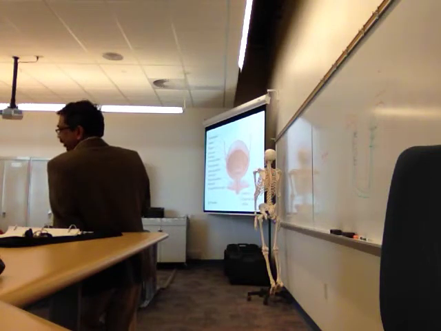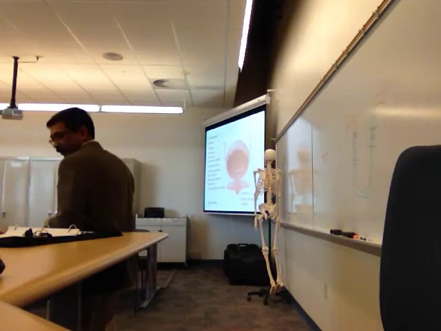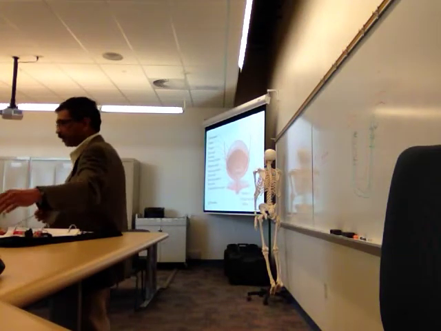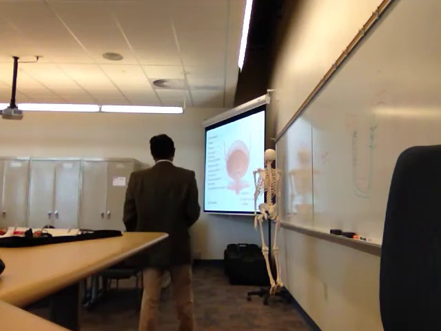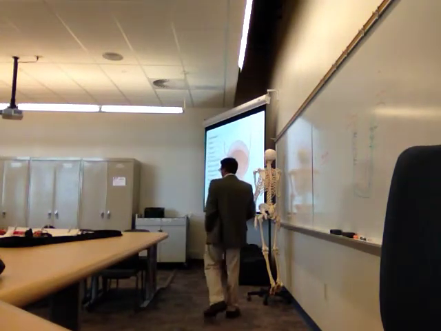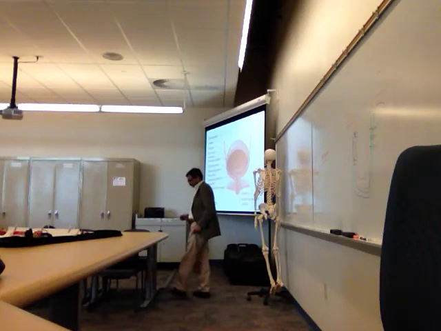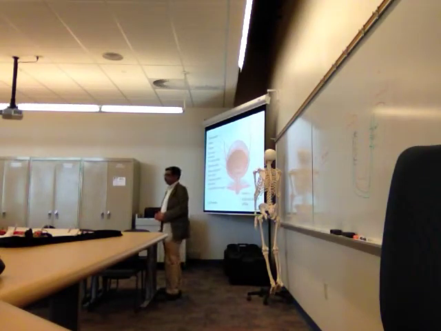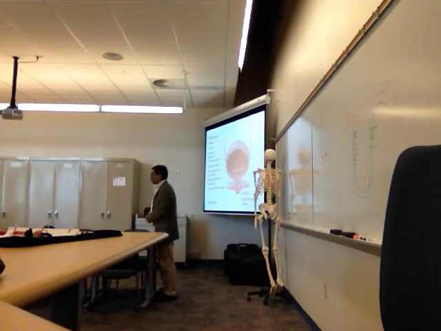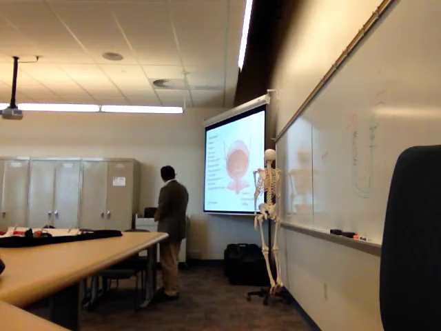Now, the urethra, the last structure of the urinary system, is the urethra. And this part is different in male and female. Male urethra is much longer than female urethra, and usually the length of male urethra is between 15 to 20 centimeters.